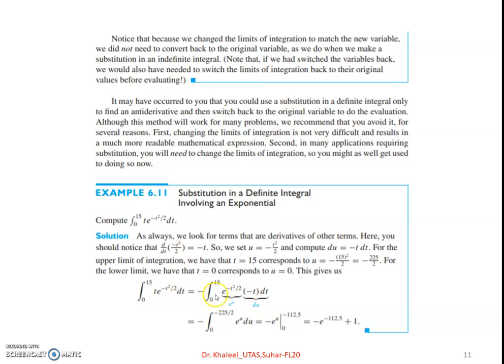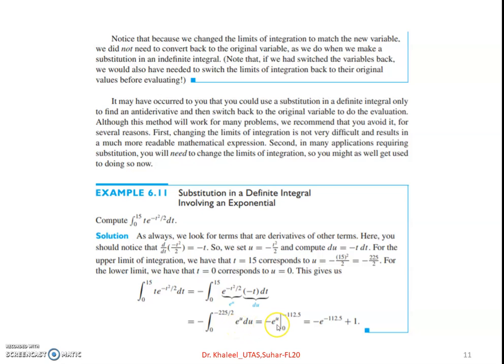So I can write the given integral in this way. So this is e raised to u, then minus t dt is du, and this 0 and 15 are the values of t. You put t equal to 0 in this substitution and t equal to 15 in this substitution. You get 0 and minus 225 by 2 as the limits. So 0 and minus 225 by 2 are the values of u.